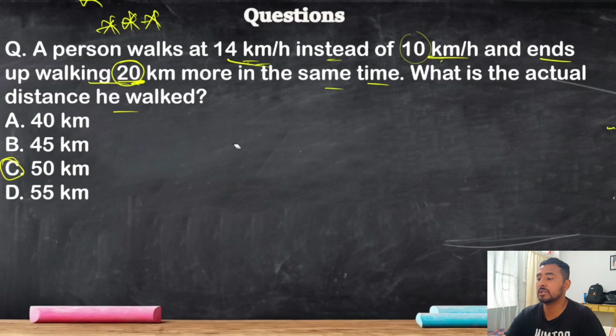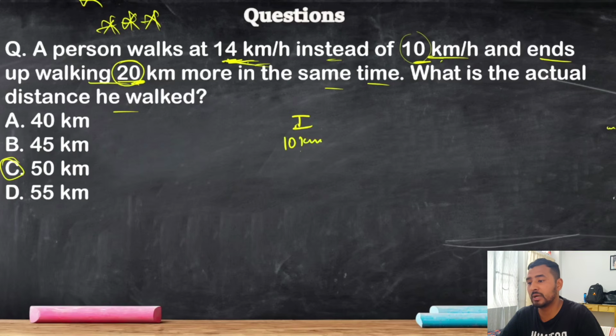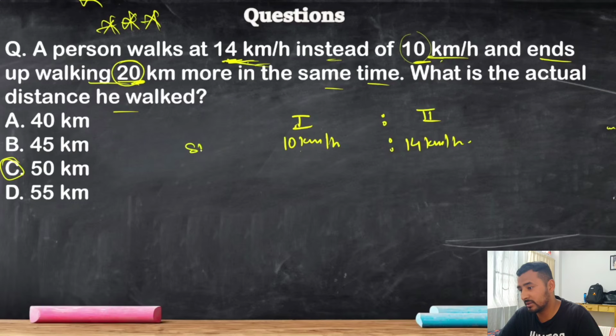So the question says what? A person walks at 14 km per hour. Instead, he was supposed to walk at 10 km per hour, but he has walked 14 km. So first he was supposed to walk at 10 km per hour, right? But he's walking at how much? 14 km per hour. That is the speed, right? Speed unit is kilometer per hour.